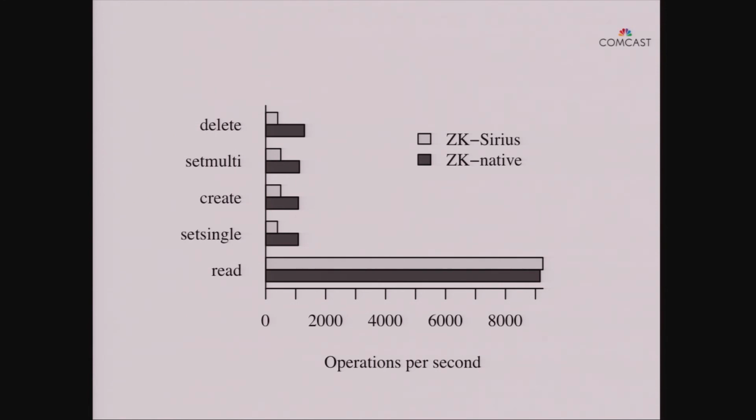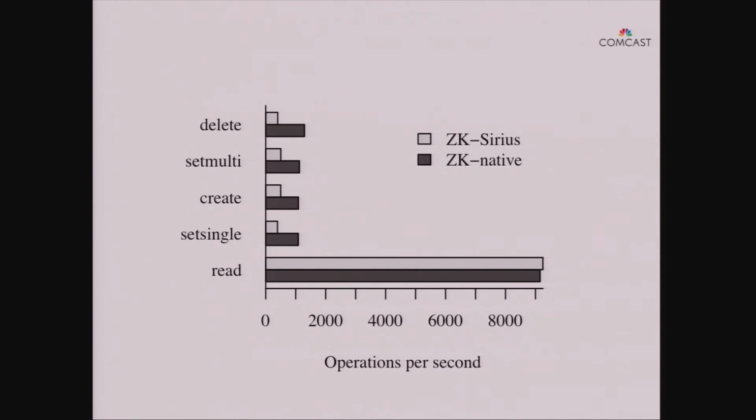And the dark bars here are native Zookeeper. And the light bars are the Zookeeper-Sirius Frankenstein thing that we put together. And as you can see, and sorry, we have throughput over here on the x-axis, right? So longer bars are greater throughput. And so, as you can see, the native Zookeeper goes faster.